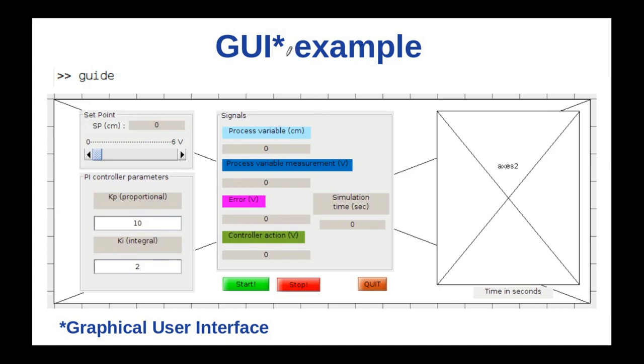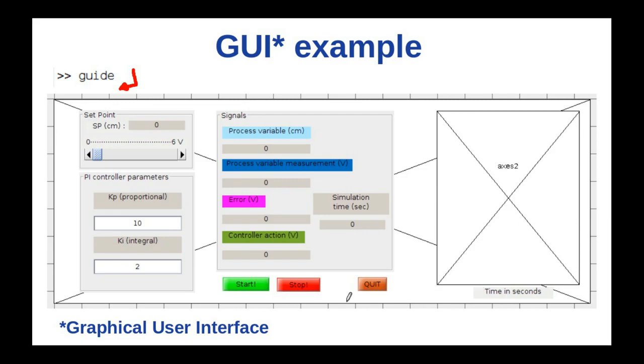So let's now build a graphical user interface example for this MATLAB Simulink simulation model. First of all, we must type guide in the command window and press return, and then we are able to place several elements on a blank file.